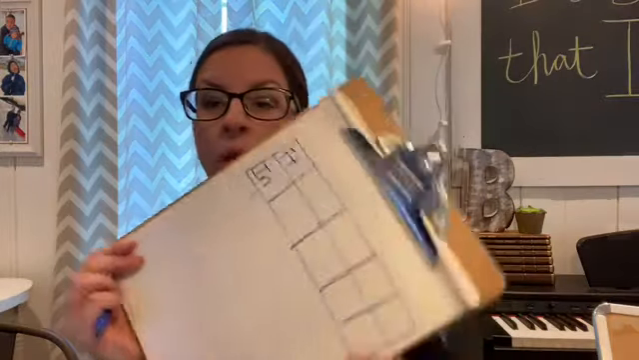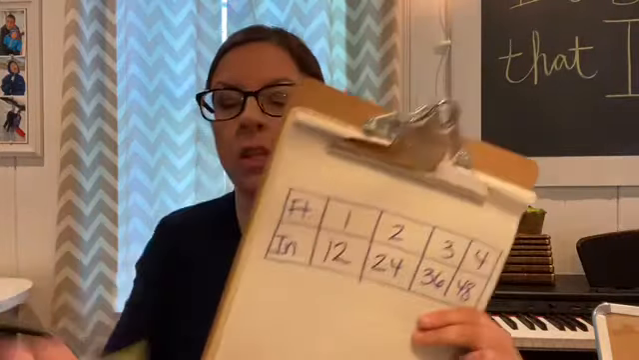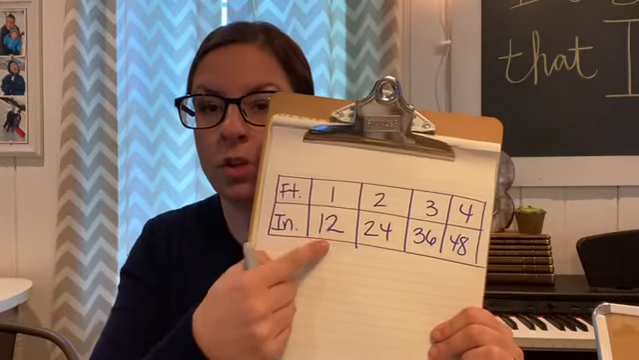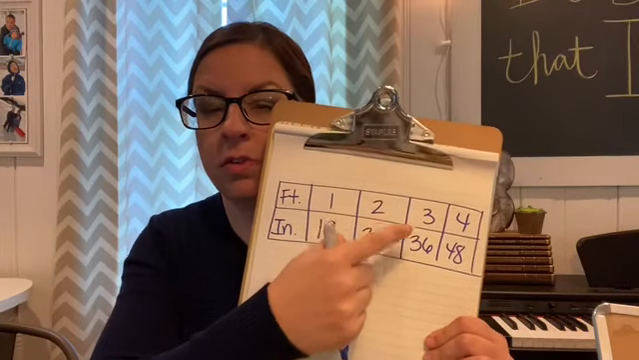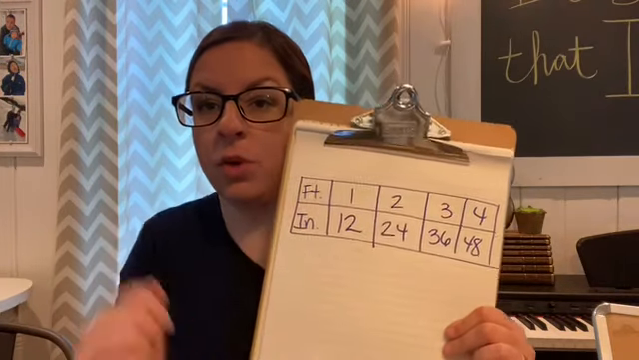Okay, so if 1 foot equals 12 inches, so we're gonna do 1, 2, 3, 4, and you could do it longer than that. So if 1 foot equals 12 inches, how many inches are in 2 feet? 24. How many are in 3 feet? 36. Multiplication. How many are in 4 feet? 48. Okay? So 1 foot, 12, 2 foot, 24 inches, 3 foot, 36 inches, 4 foot, 48 inches.